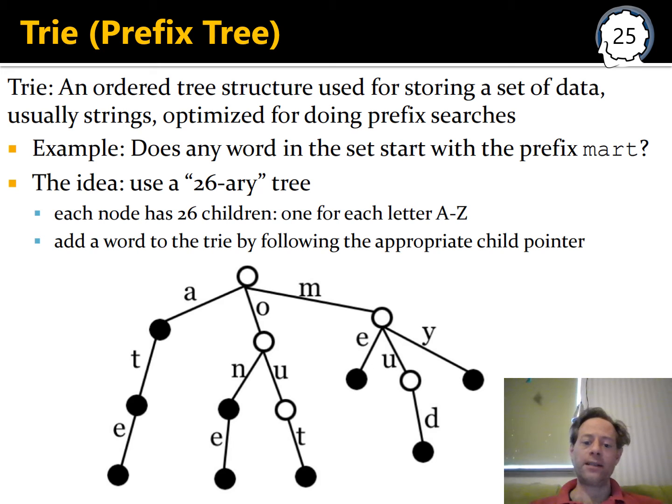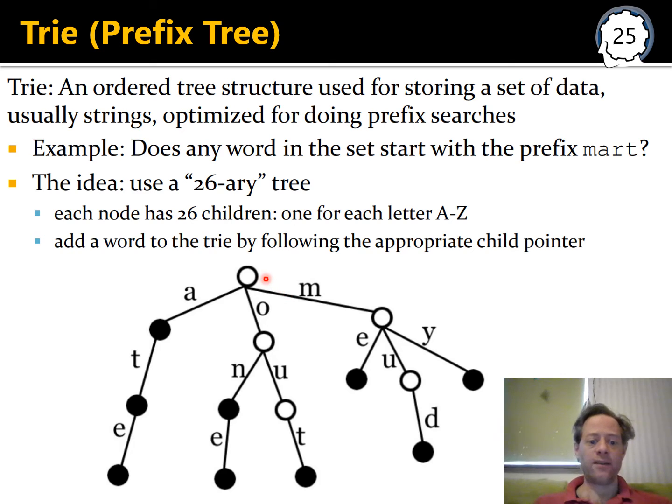The general idea is that you have a 26-ary tree. For every possible letter in the word, you have a branch from the root. All words that start with that letter branch into that part of the tree.